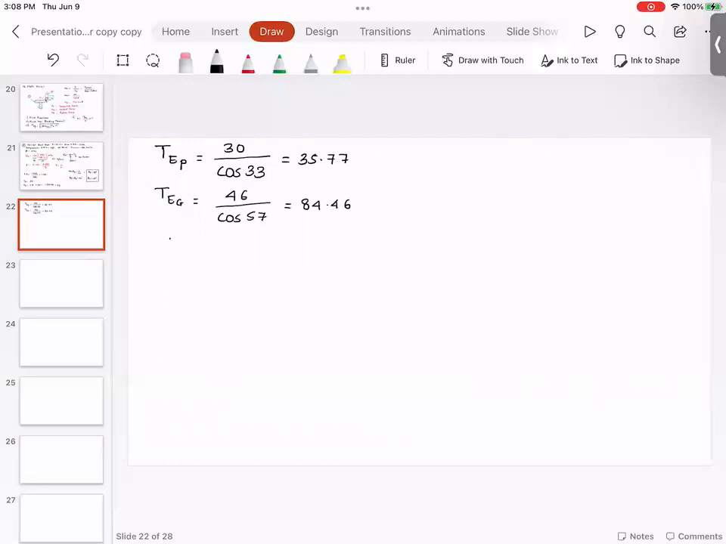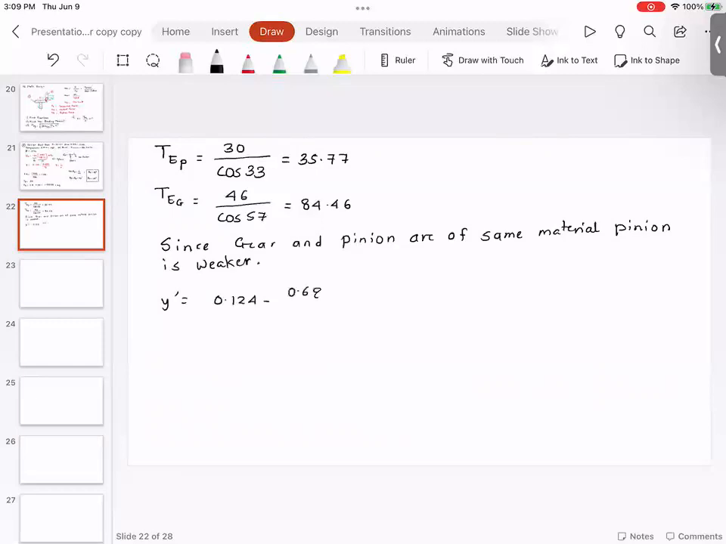Now, since the gear and pinion are of the same material, the pinion is weaker. So Y prime is 0.124 minus 0.686 divided by TEP, which gives 0.124 minus 0.686 over 35.77. So we are going to design the pinion.